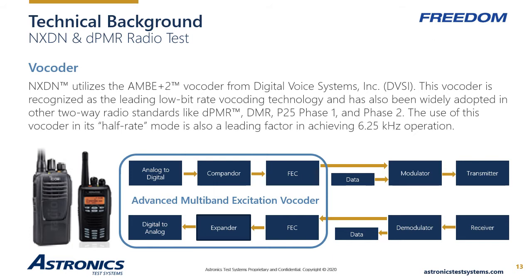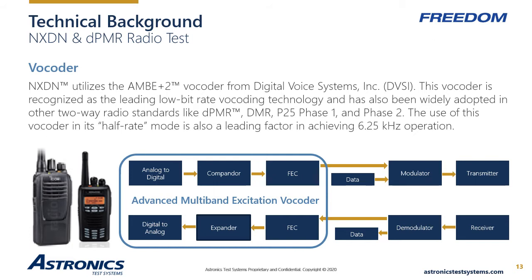There are two versions of the vocoder. The full rate vocoder is used in wideband channels and uses 7,200 bits per second. Less compression means better audio quality. The half-rate vocoder is used in narrowband channels and uses 3,600 bits per second. More compression means reduced audio quality.